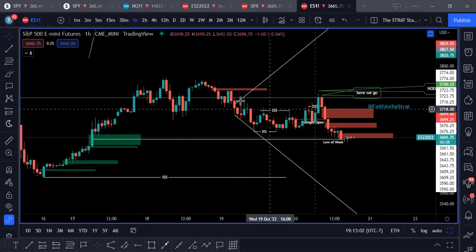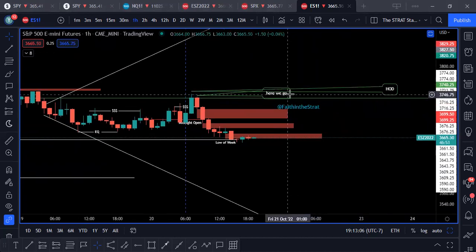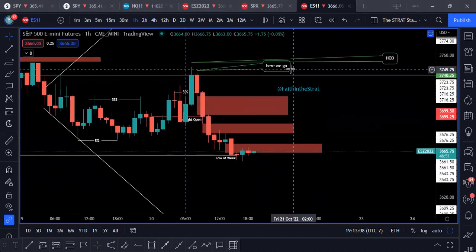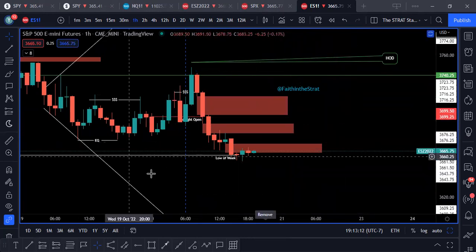But yeah, there was more external liquidity right here. So boom. But here we go. That was me waiting for the drop. Actually, I can drop. You're right. Off my screen.